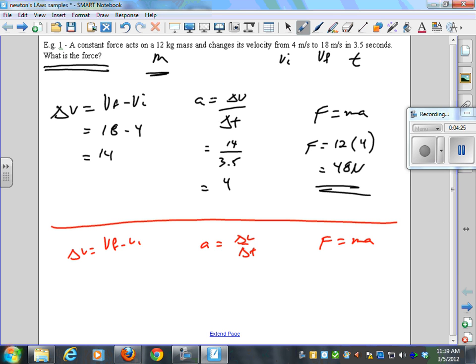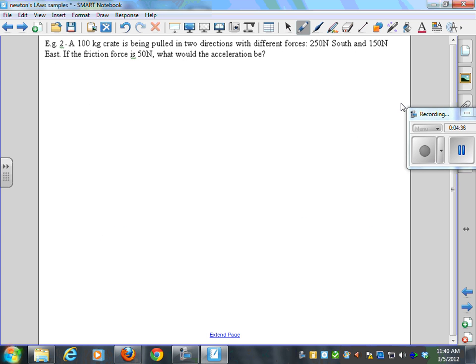Okay, so if you want to think backwards, that's great, but then work from right to left, so that when you organize your solution, it's back to me in an organized fashion. Okay, let's have a look at example number 2.